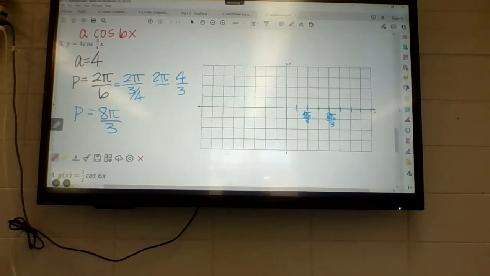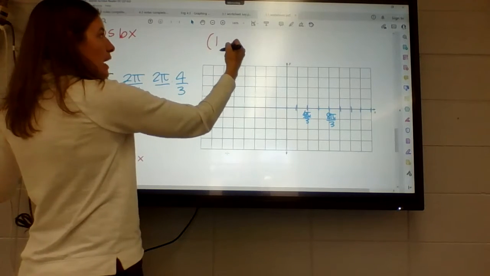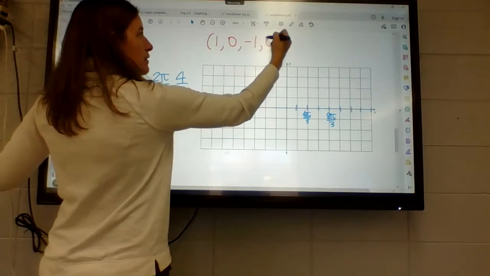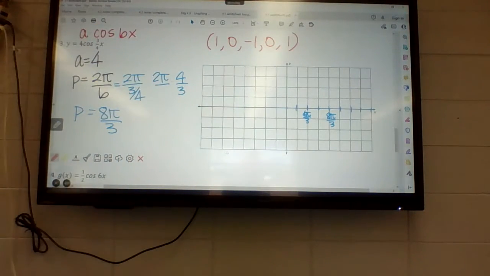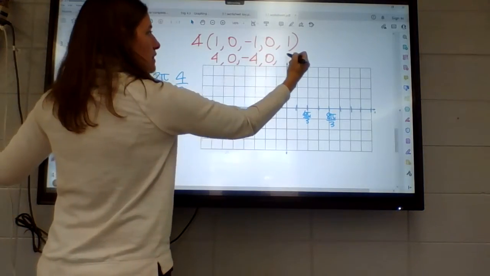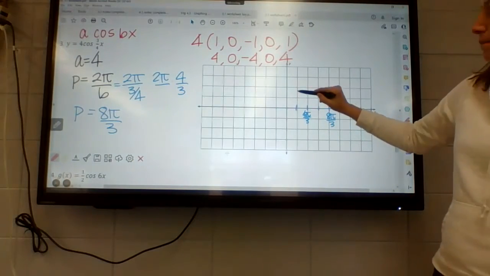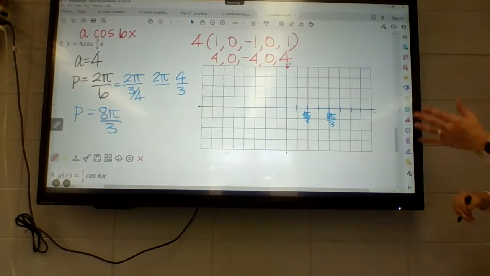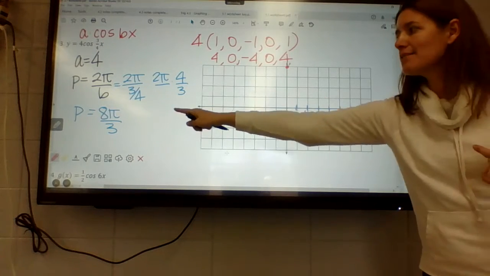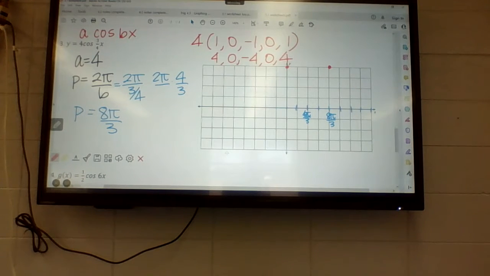But the biggest thing with this is our amplitude is 4. So that means I need to start up at 4. And if you didn't try this already, with cosine, typically the pattern is this. So it goes 1, 0, negative 1, 0, 1. If my amplitude is 4, that's going to change this to look like this instead. So I'm going to start up at 4. So at 0, I'm going to put a dot at 4. And then I'm going to end at 4. So at the end of the period, 8 pi over 3, I'm going to put another dot at 4. So it starts and ends in the same spot.